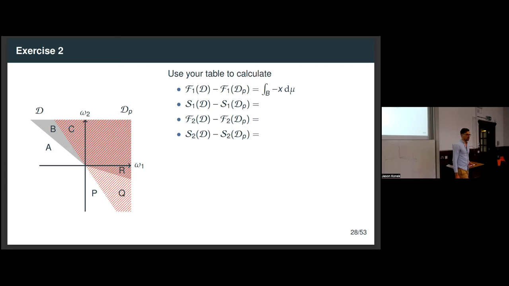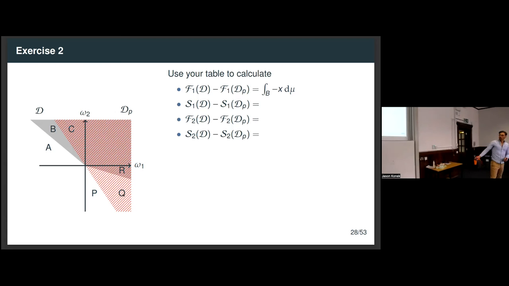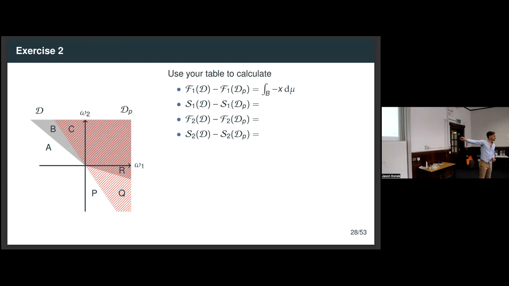Does anyone want to shout out the region of integration for the next one? Arthur: Q. Oh, I did them all at once. It's Q. Why is that?